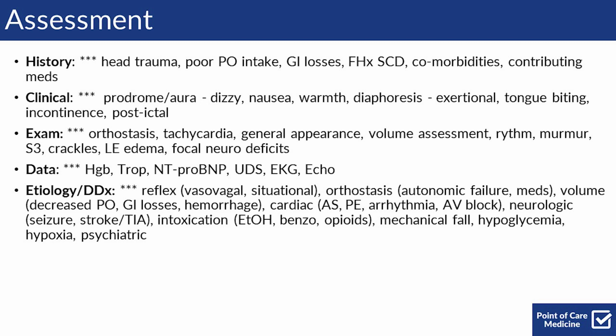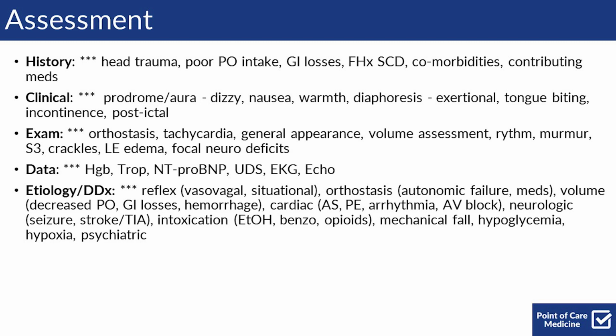Notably, things that we discussed include whether or not they had any head trauma beforehand, whether you think they might be hypovolemic and have poor PO intake, whether they had any GI losses from any particular reason, if they have a family history of any sudden cardiac death, the comorbidities you've looked up in the chart and asked them about, and whether they have any contributing meds.